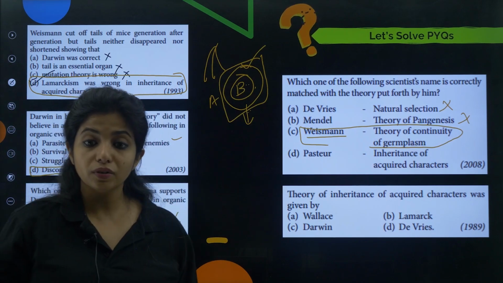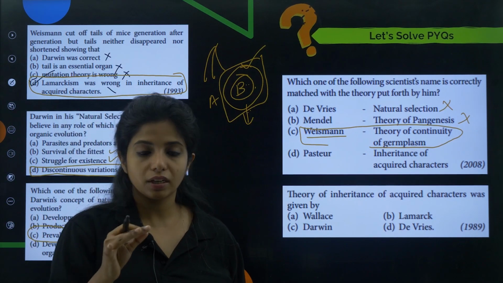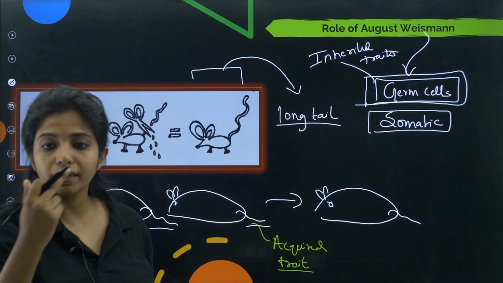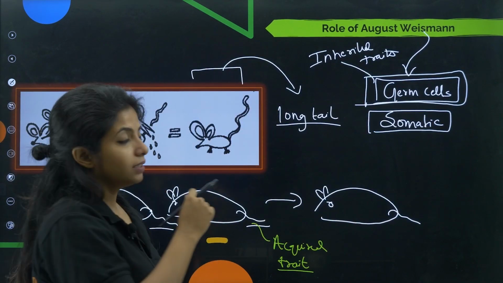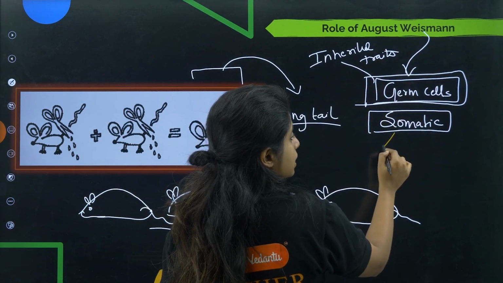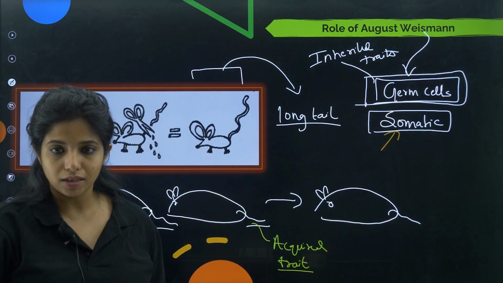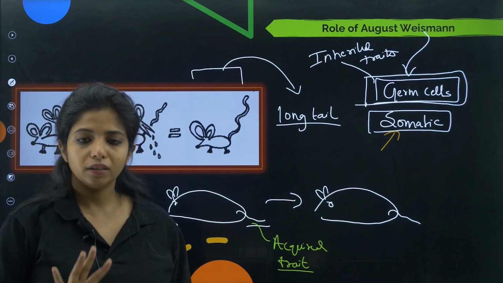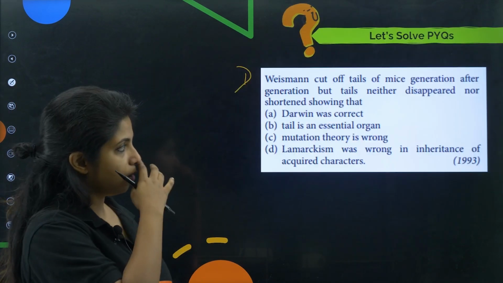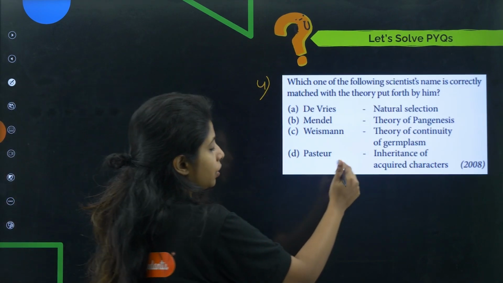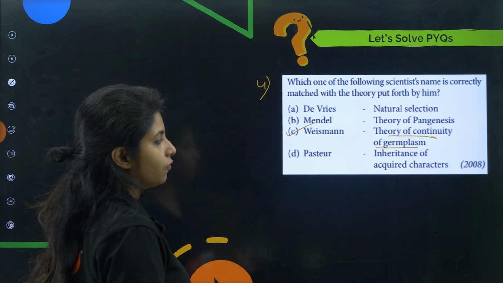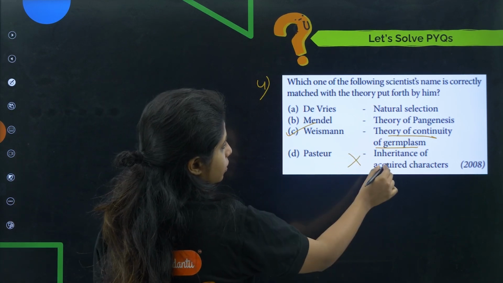The continuity theory, the thing that we studied, I told you, right: whatever traits are there in the germ cells will be inherited. If there are certain changes in the sex cells, they will be inherited, but if there are changes in the somatic cells, all the other cells except the egg and the sperm, those changes won't be passed on. And this is the theory of what? Germplasm, the theory of continuity of germplasm. Now, Pasteur said inheritance of acquired characters, no children, this is all wrong. This was given by Lamarck.